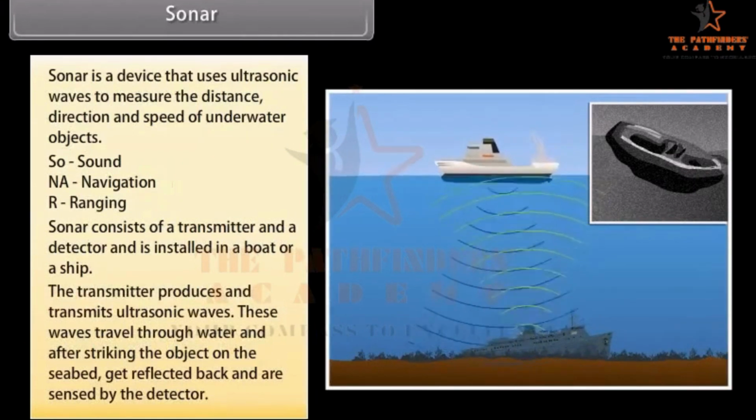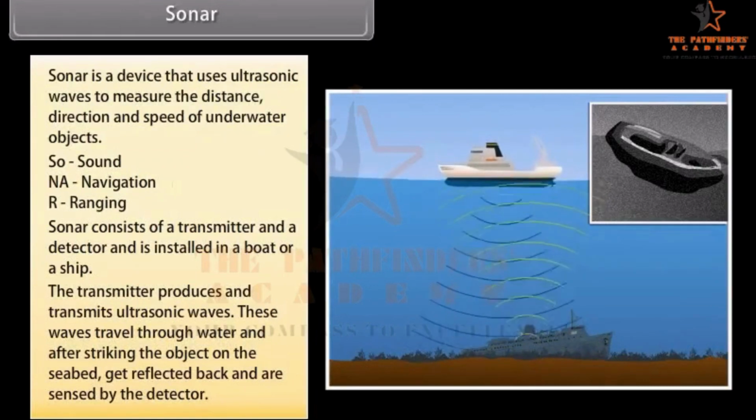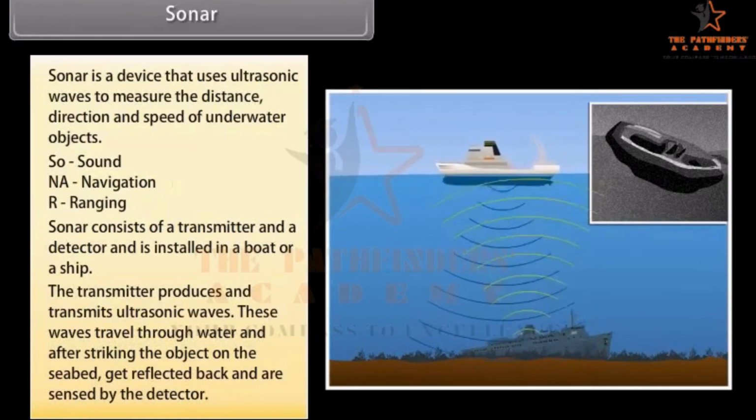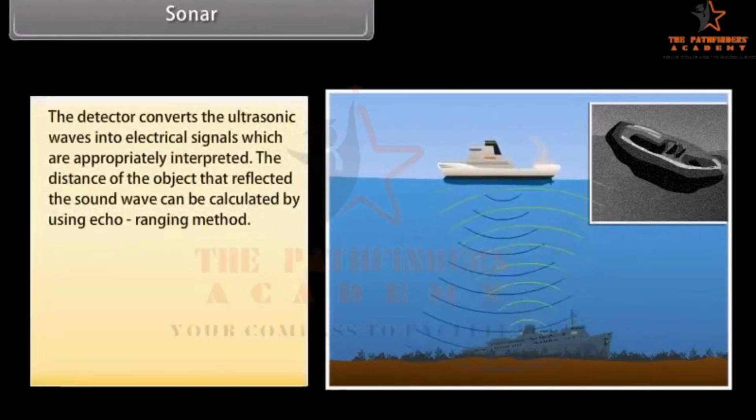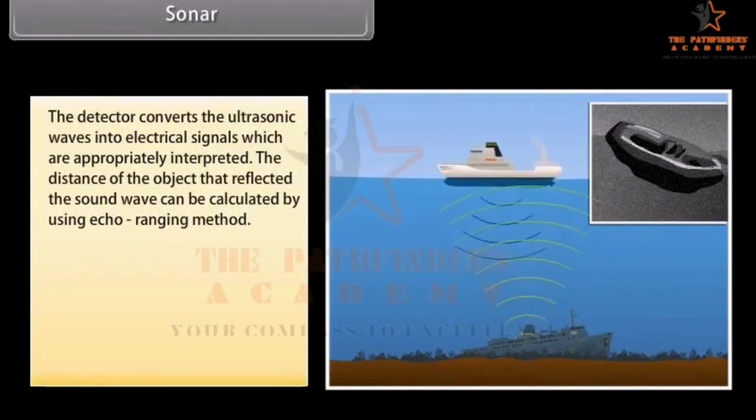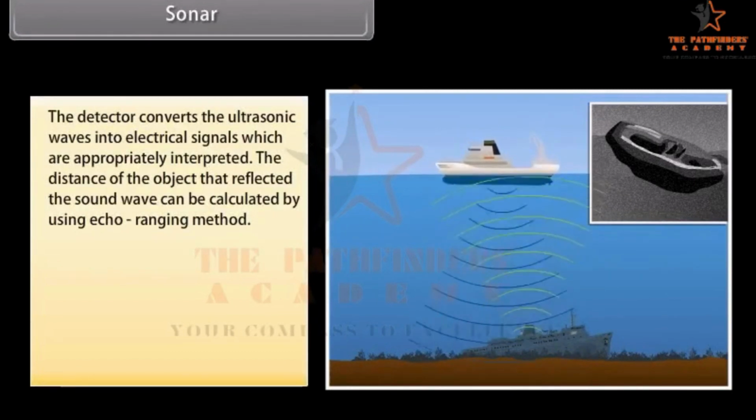These waves travel through water and after striking the object on the seabed get reflected back and are sensed by the detector. The detector converts the ultrasonic waves into electrical signals which are appropriately interpreted.